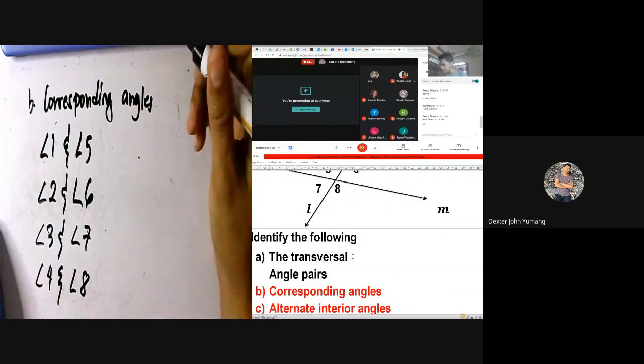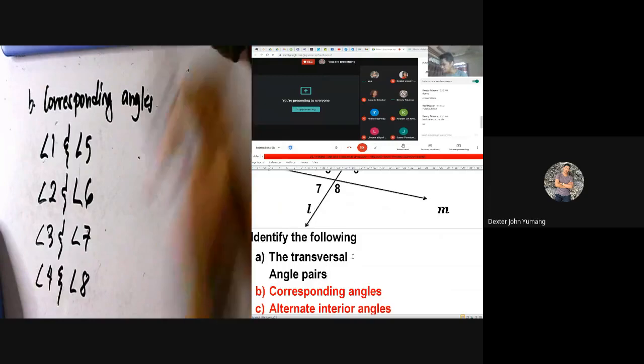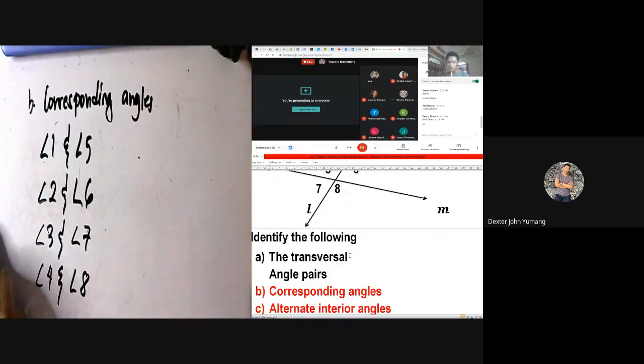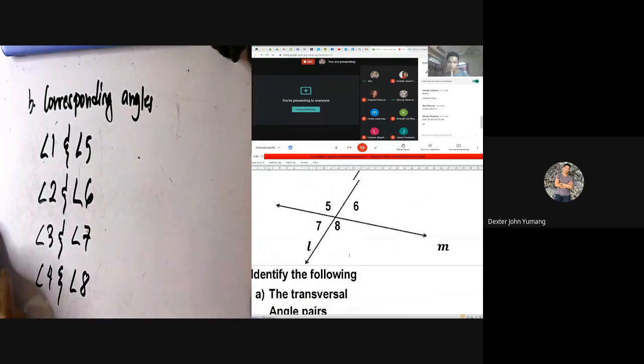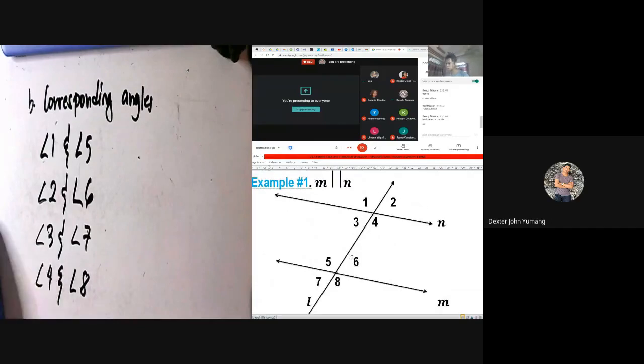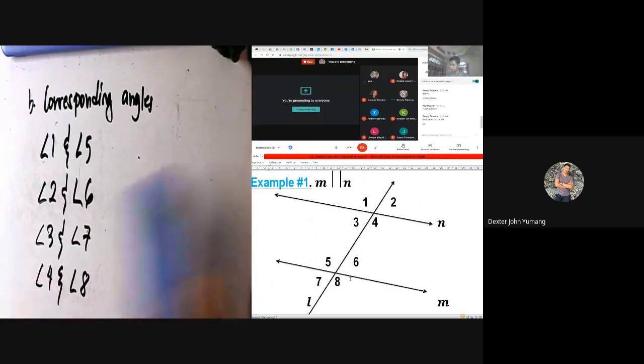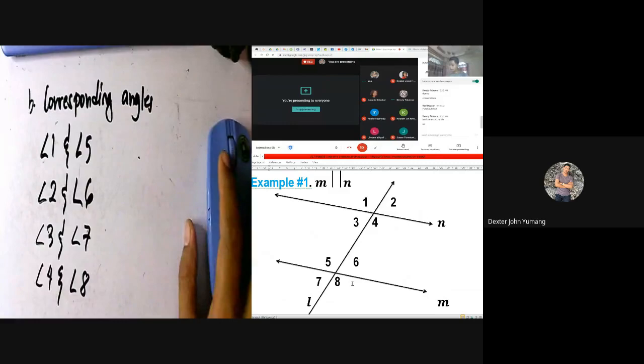Alternate interior for letter C. So please copy first, then we will have the next one. Okay, just type done if you're done.